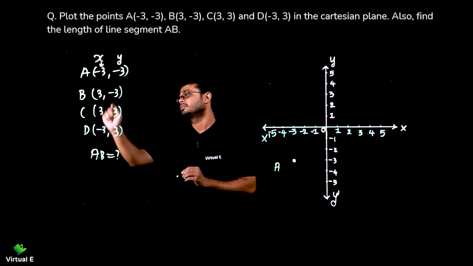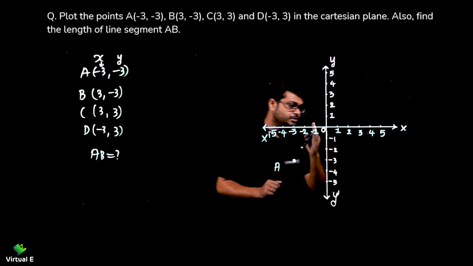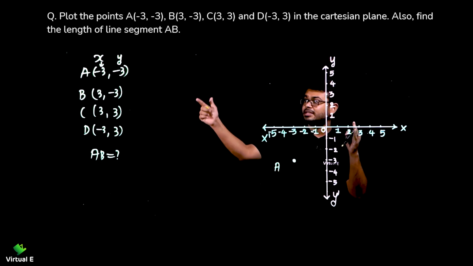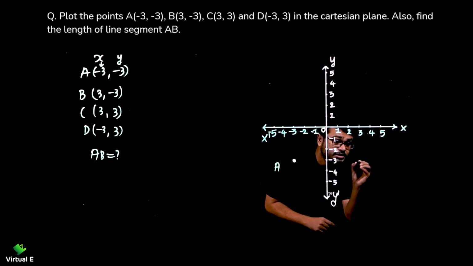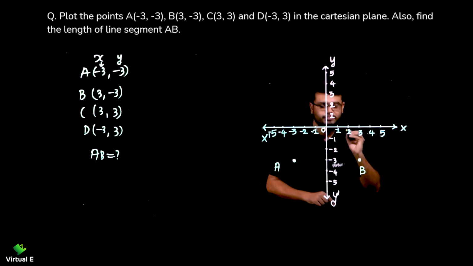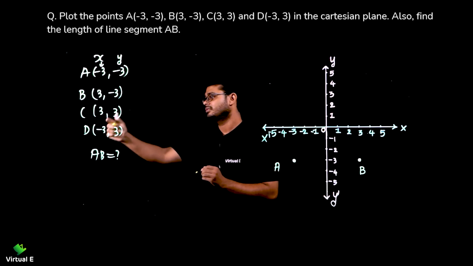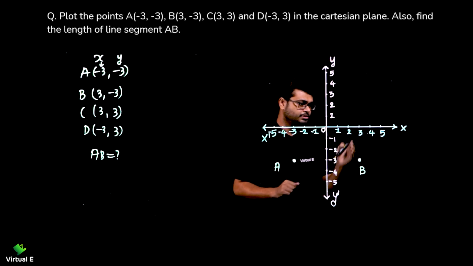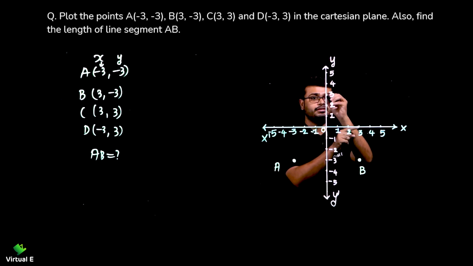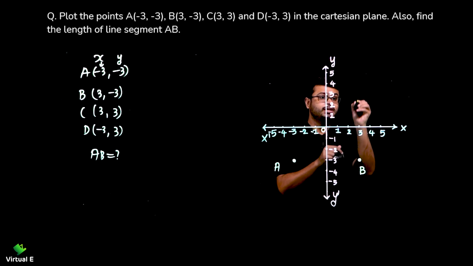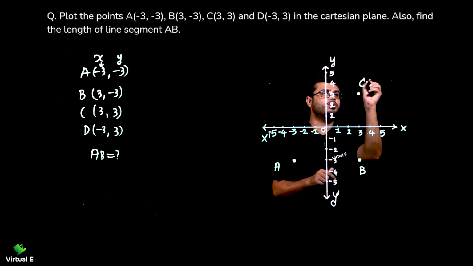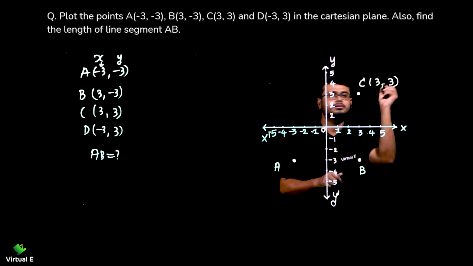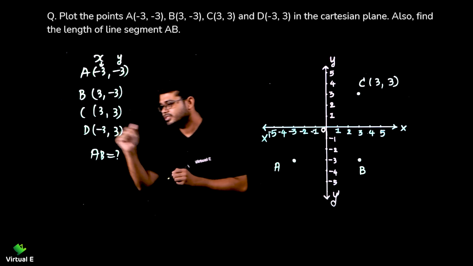Done. Second, (3, -3). So 3 is here and minus 3 means I need to go down. So minus 3 is somewhere over here. This is point B. Then C, (3, 3). So 3 on the x-axis and 3 on the y-axis. Where they meet, there I need to get my point. This is point C, (3, 3), and point D, (-3, 3).